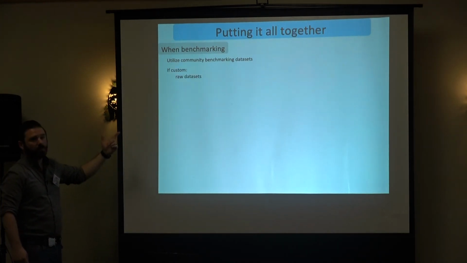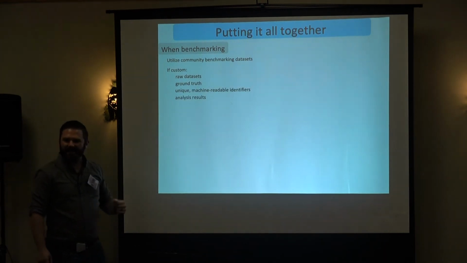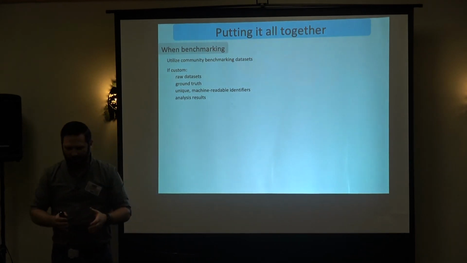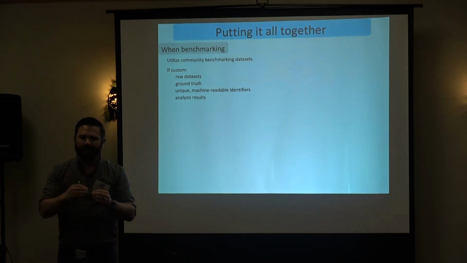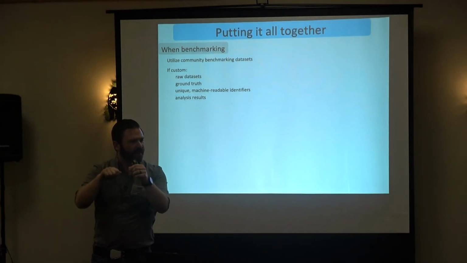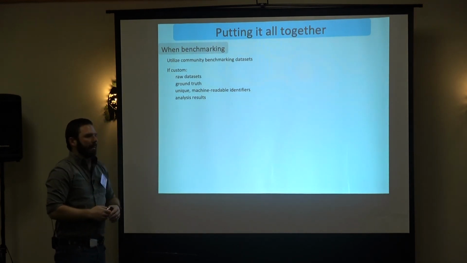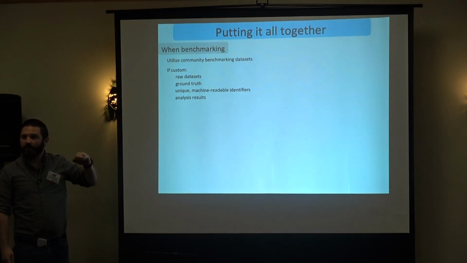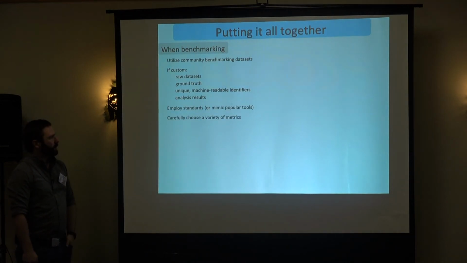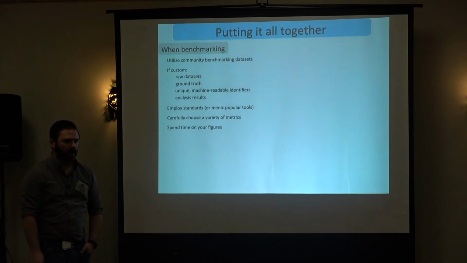If you do roll your own, make sure to include all the relevant pieces, as well as the analysis results. I actually distinctly remember in one paper, they didn't actually provide the values of the accuracies, and I had to go back, like, with a ruler on their figure to try to recapitulate what exactly these values were, because they weren't answering any of my emails. Try to provide the analysis results. Employ standards or mimic popular tools, carefully choosing your metrics, and spending a lot of time on your figures.